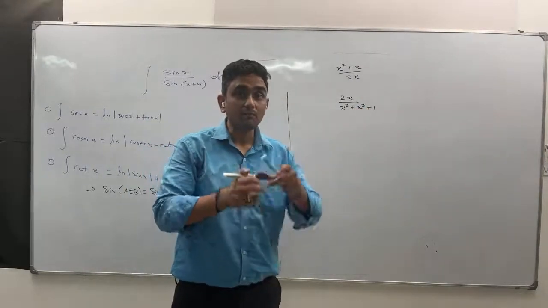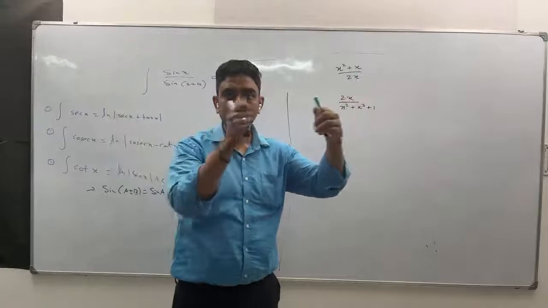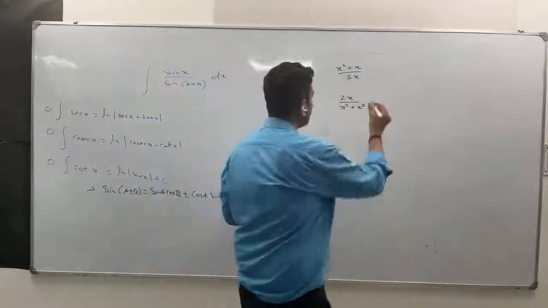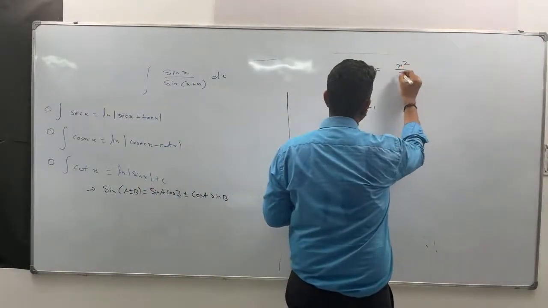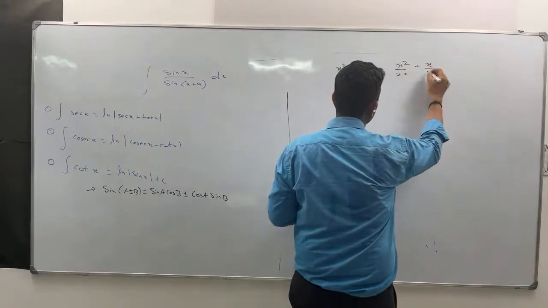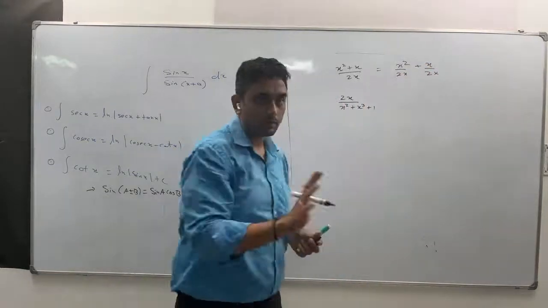Whenever you have more terms in the numerator and a single term in the denominator, you can split each and every term. I can write it like this: x square by 2x plus x by 2x. But here we cannot split.